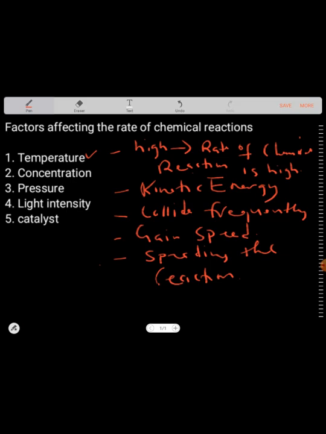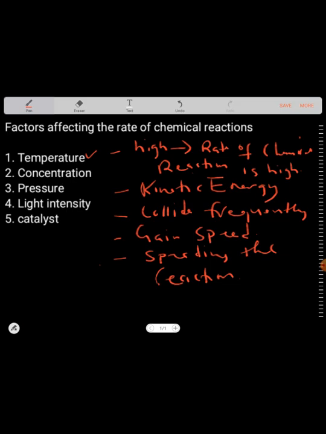When the temperature is low, it's the opposite. The particles have less kinetic energy. They can't collide frequently because there's no effective collision. Hence, the reaction is slow.